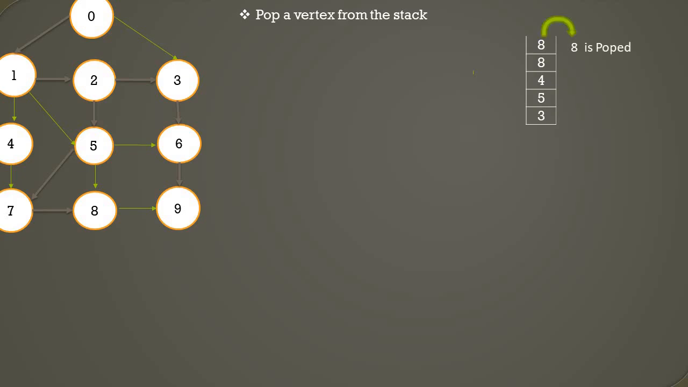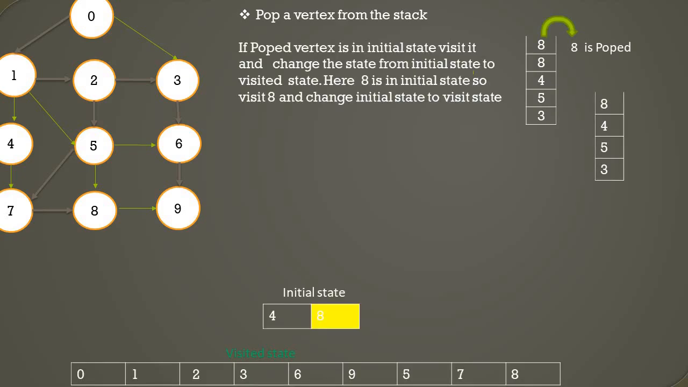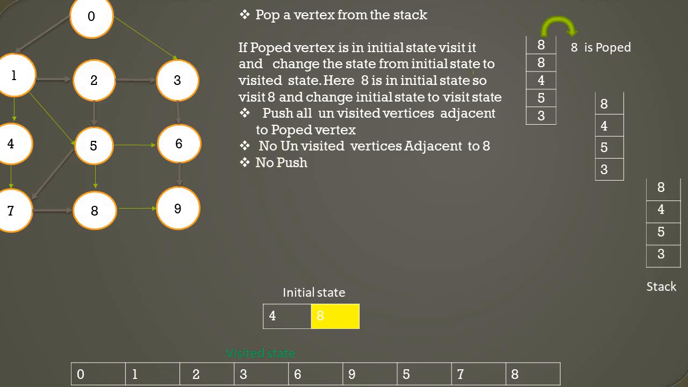Pop a vertex from the stack, 8 is popped. The vertex in the initial state changes to the visited state. Here 8 is in the initial state, so 8 changes from the initial state to the visited state. Push all the unvisited vertices adjacent to the popped vertex. No unvisited vertex adjacent to 8, no push value.